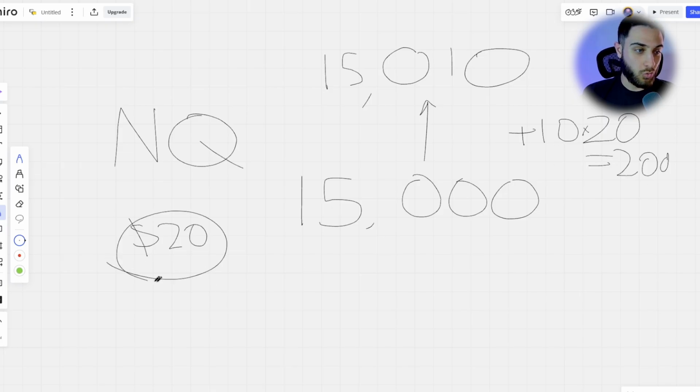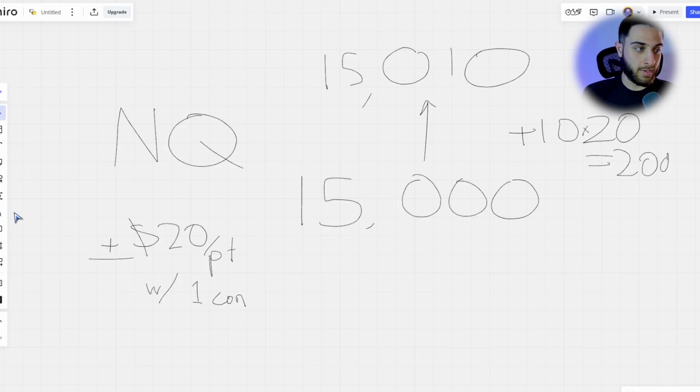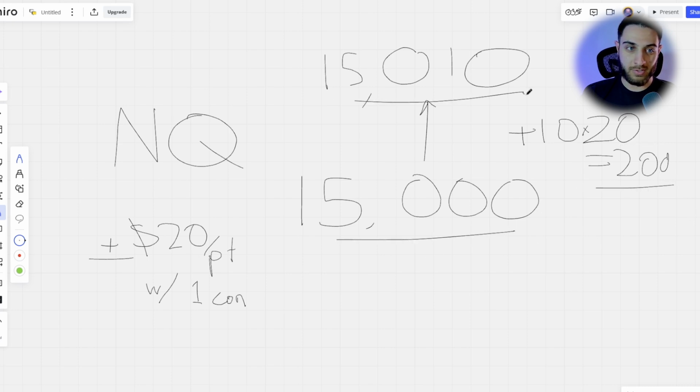By the way, this $20 can be multiplied based on the number of contracts you enter with. So you make or lose $20 per point with one contract. Let's write that better. Con just means contract. Okay, so for 1 point, which was this, you make or lose $20 with one contract. So we went up by 10 points, we made $20 per point. That's a $200 gain right there if we bought here and sold here.